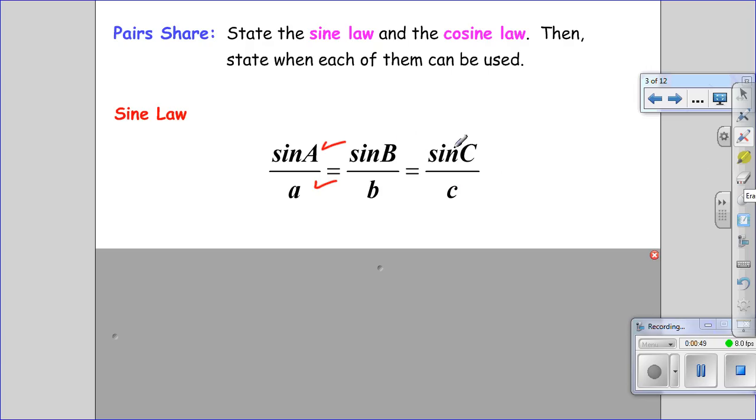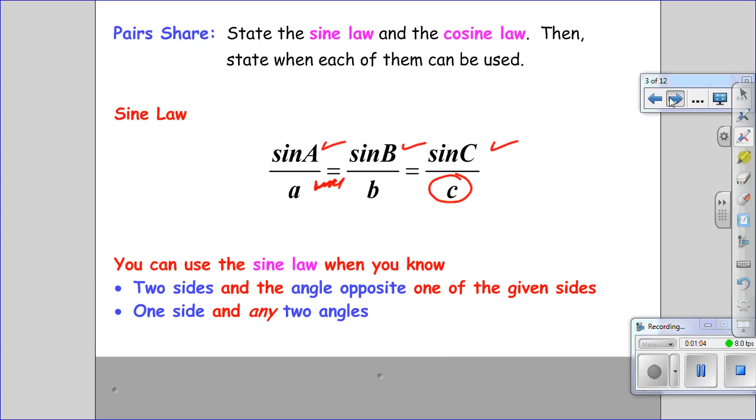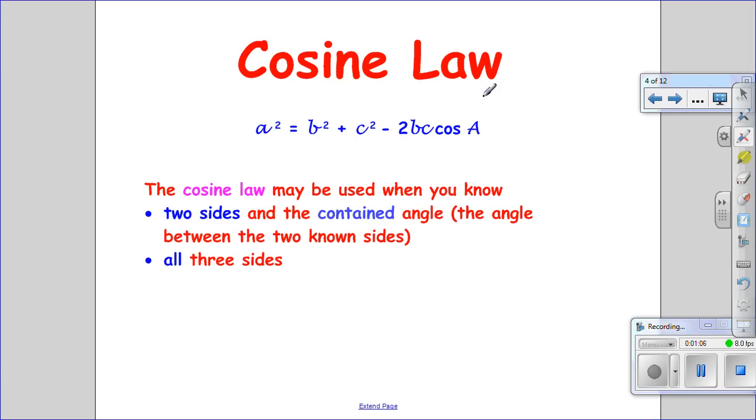Or if we had two angles and any side, we could use it, because even though we don't have angle C to make that complete pair if we don't have angle A, we can find angle C by using the angle sum of a triangle theorem. The cosine law is A squared is B squared plus C squared minus 2BC cos A.